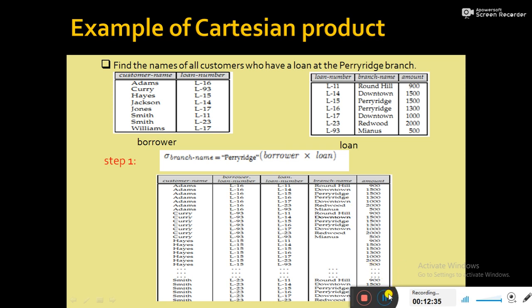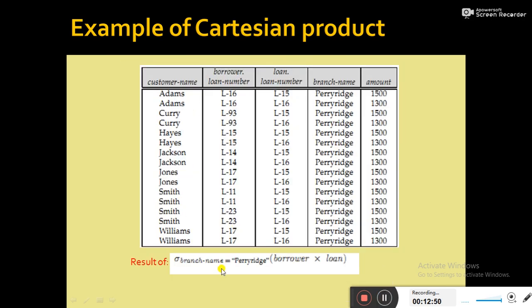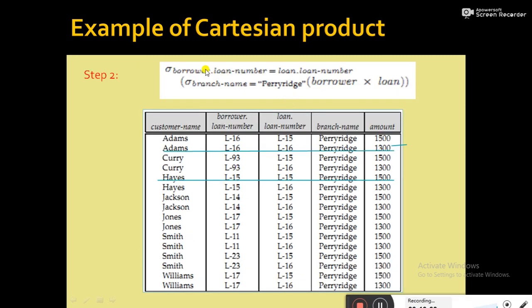So that table, this is the initial population, but after performing that operation, the lots of data will be reduced. Only those records will be retained whose branch name equal to Paris. So if you go to the next slide, this is the result of select branch name Paris borrower cross loan. If you look at all the records for which branch name is Paris, the next step is we have to select only the records whose loan number is same for borrower and loan relation.